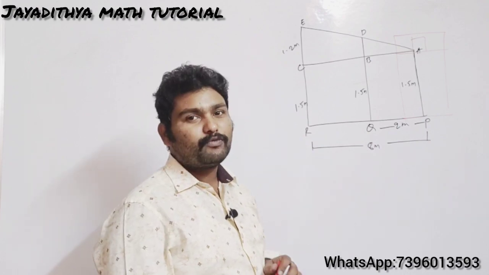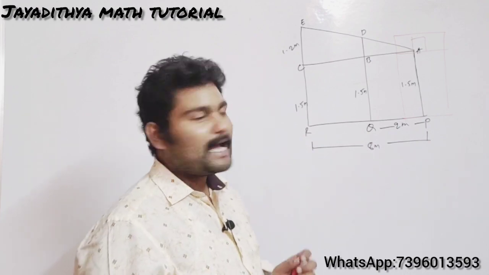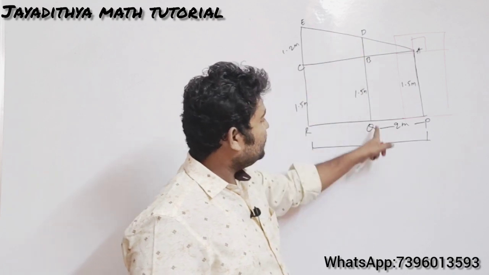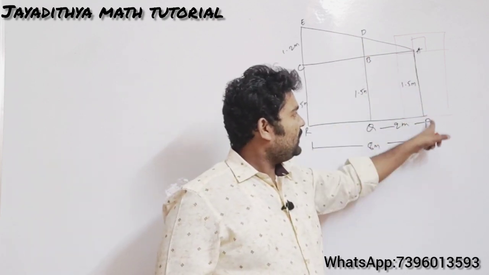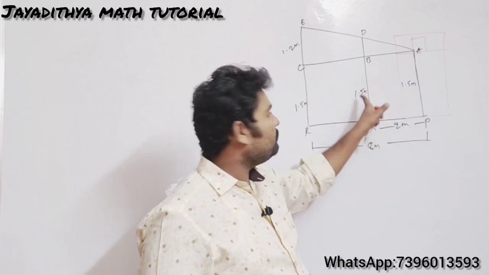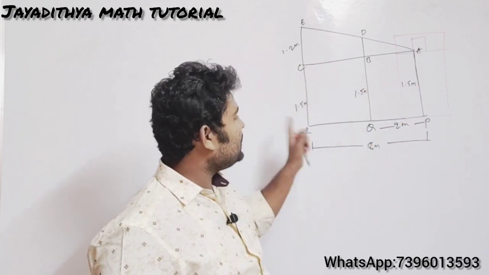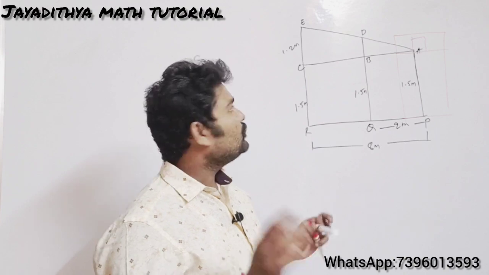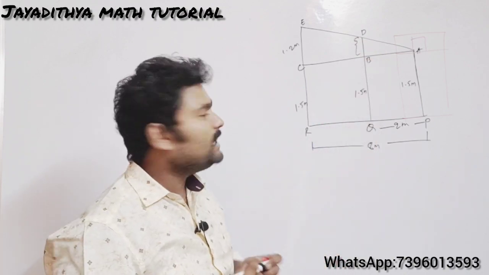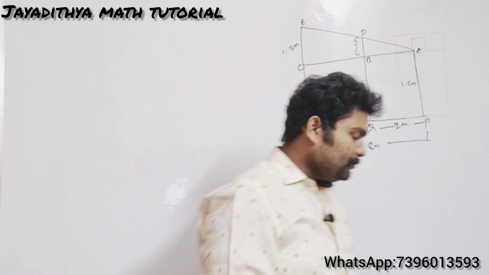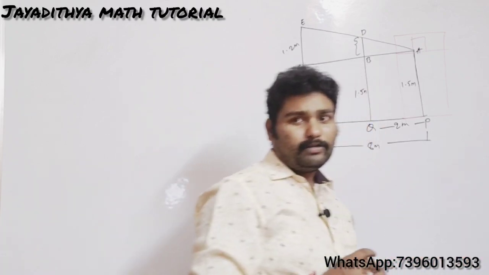So how to solve this one? What will be the total fence height actually? The height of the fence will be DQ, right? If AP is 1.5, obviously BQ will be 1.5 and also CR will be 1.5. So if you find DB, then your problem is completed. So how to solve this problem?